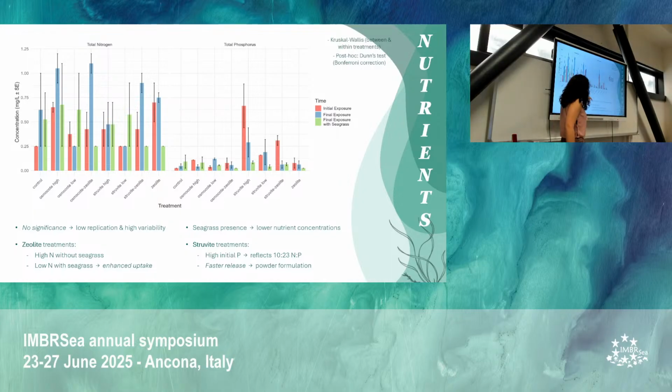Regarding the total phosphorus, we can see that the struvite treatments had a high initial phosphorus, which reflects the fertilizer ratio of 10 to 23 N/P ratio. But this was also at the beginning of the experiment, so that means that struvite could be a faster release fertilizer, and this is probably due to the fact that it was a powder formulation and not in a granule formula.